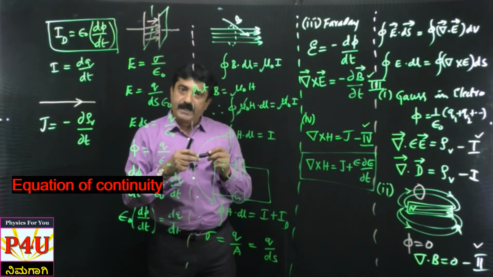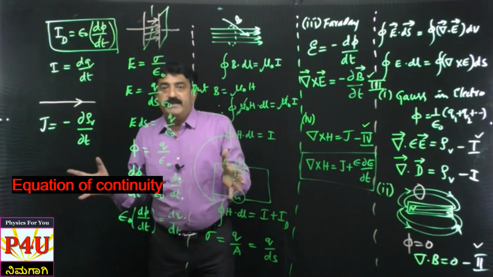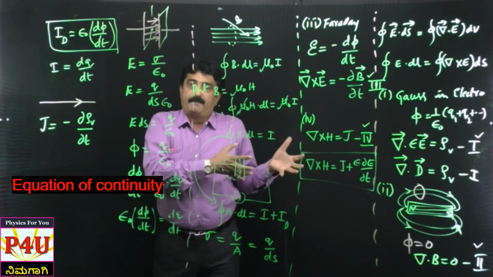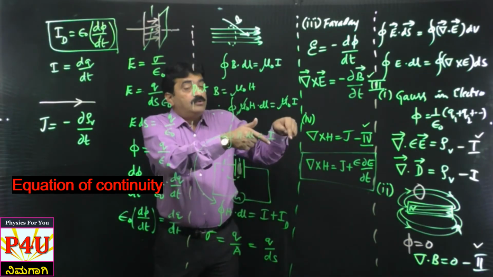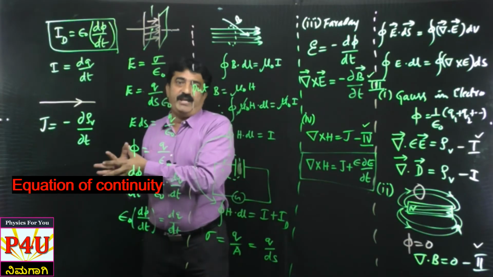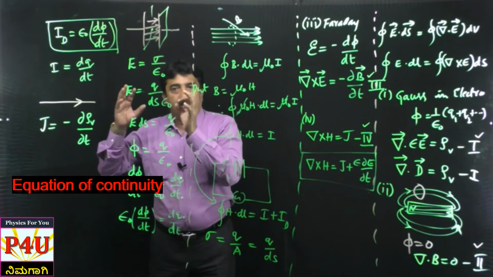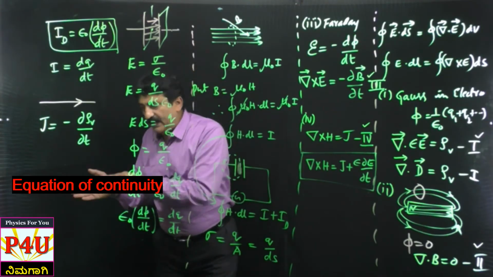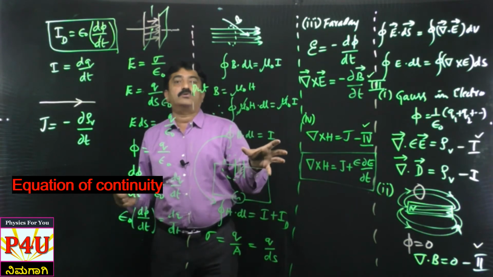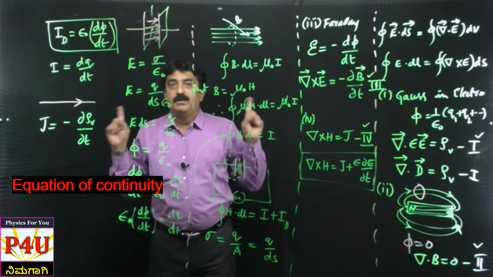What actually is this? First of all, what do you mean by continuity? Something is said to be continuous if a parameter depends on another parameter, and when those parameters change continuously, this parameter also should change. If you are confused, you can write like this: something is said to be continuous if A depends on B in such a way that whenever B changes, A also should change. Whenever charge changes, current also should change.